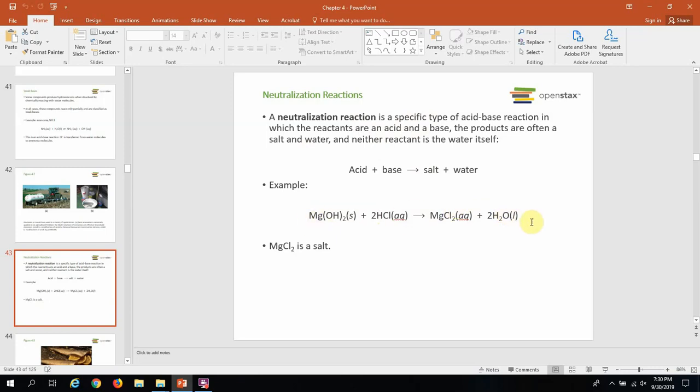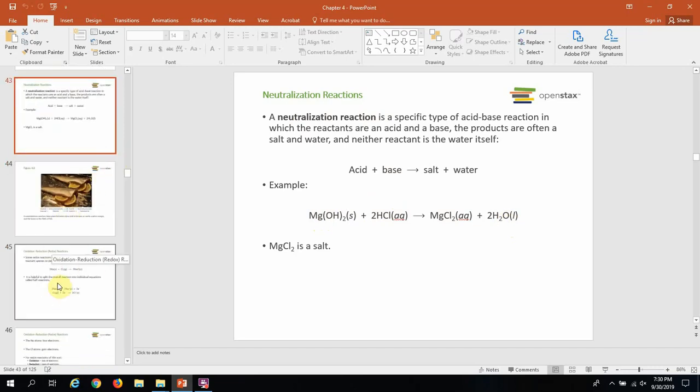It's called neutralization. And in all of this, the net ionic equations are important. For neutralization reactions, the net ionic equation is always either H plus plus OH minus yields H2O, or H3O plus plus OH minus yields 2H2O.